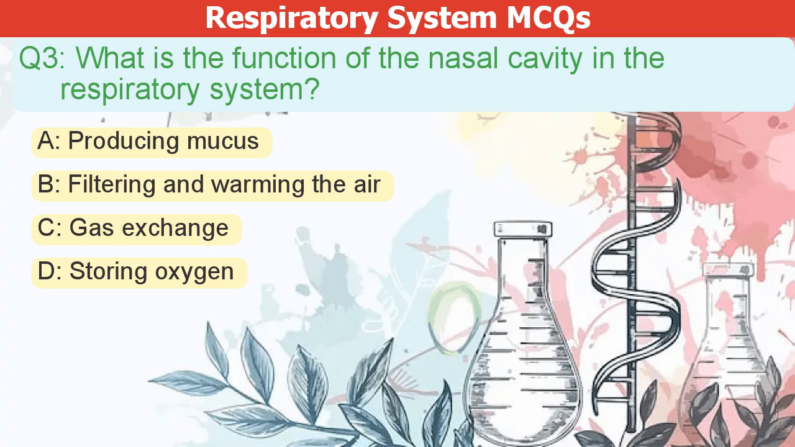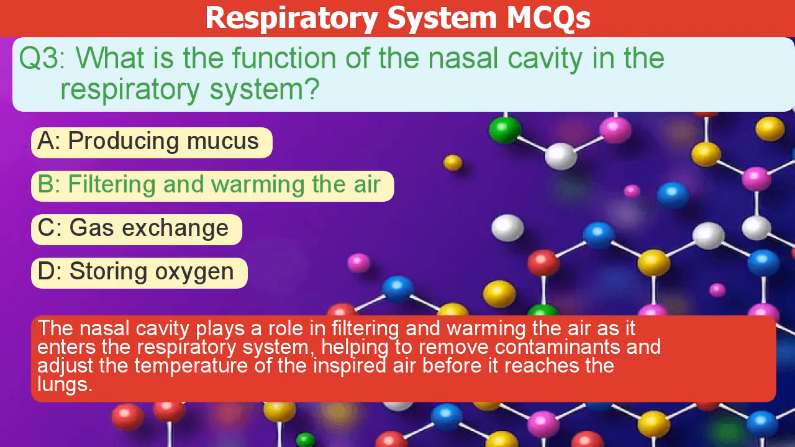What is the function of the nasal cavity in the respiratory system? A. Producing mucus. B. Filtering and warming the air. C. Gas exchange. D. Storing oxygen. The correct answer is B. The nasal cavity plays a role in filtering and warming the air as it enters the respiratory system, helping to remove contaminants and adjust the temperature of the inspired air before it reaches the lungs.